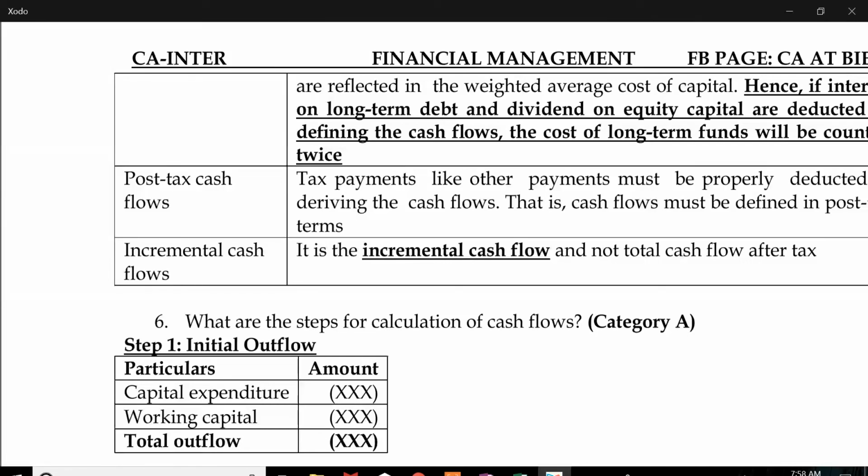That item will be adjusted after CFAT, because purchase of machinery is not going to go into your P&L. So it's not a tax deductible expense. The depreciation will come in P&L, which is anyway already written. So after CFAT, you can have a new item called purchase of new machinery.